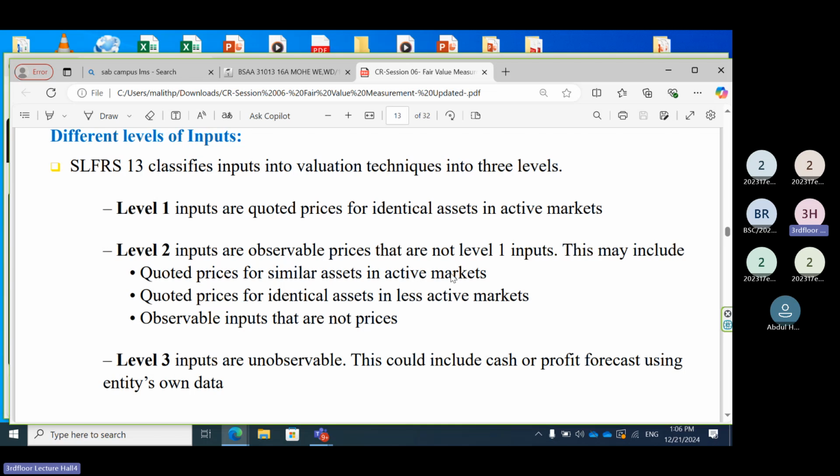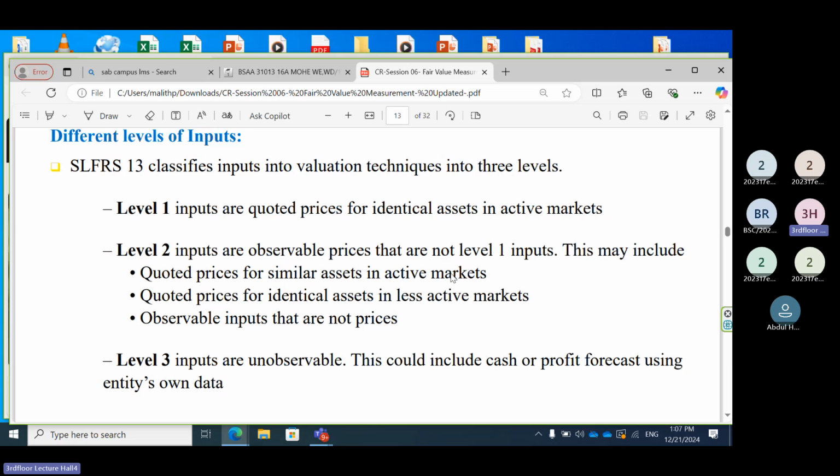So then level 2 valuation uses observable inputs that are not identical to that asset. It may be a similar asset in the market. For the particular asset we don't have a market value, but for an identical similar asset we have a market value. We use that asset value to do the valuation for the particular asset. That's called level 2 valuation.